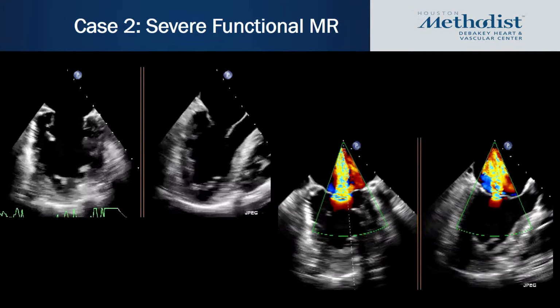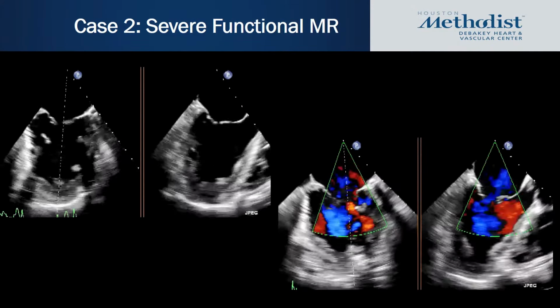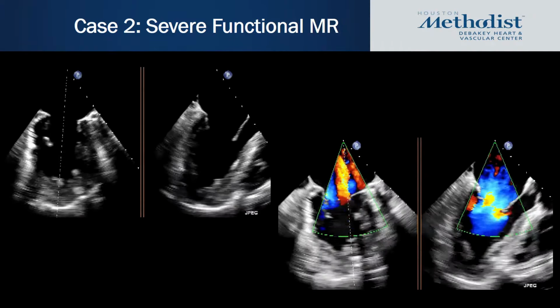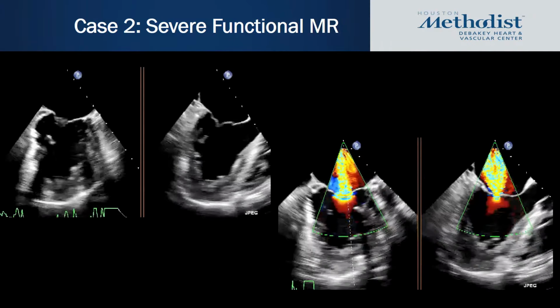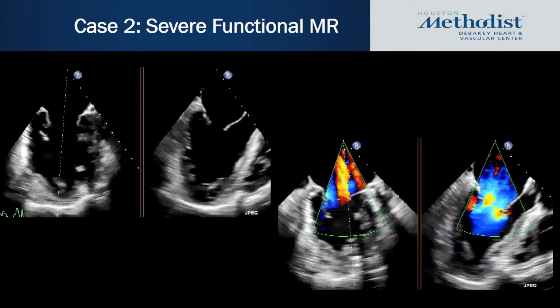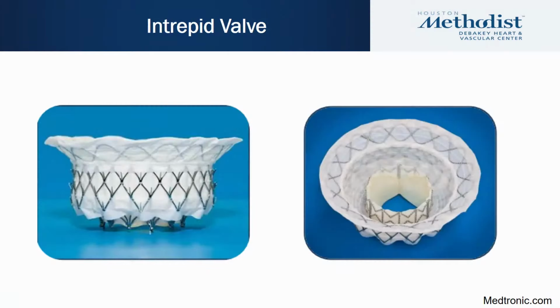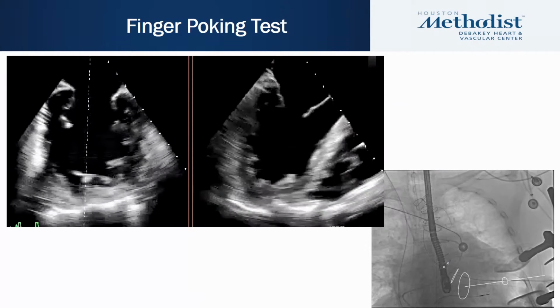This was a case of severe functional MR performed years ago. Again, you can appreciate that the LV is dilated, there's tethering of the leaflets, and there is a central gap resulting in severe mitral regurgitation. In this case, we used the Intrepid valve, which is a transcatheter mitral valve, and it relies on the radial force for anchoring into the mitral valve annulus. This was a transapical procedure.